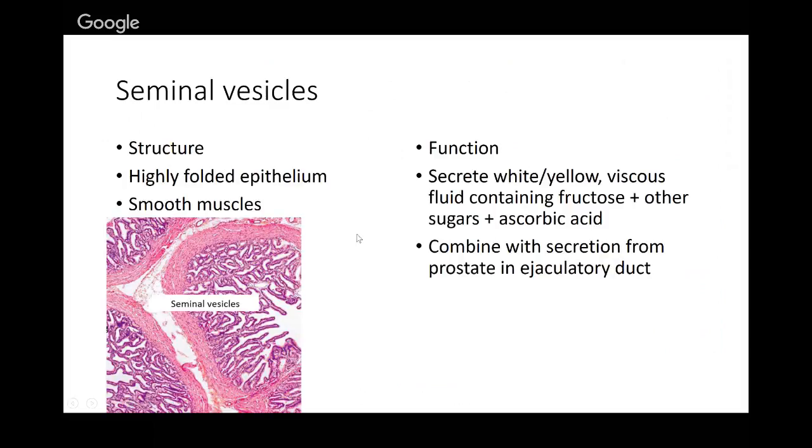The seminal vesicles, they are quite different in that they have very highly folded epithelium. So if you see something like this, then it's a seminal vesicle. It secretes some white or yellow viscous fluid, and these contain fructose or other sugars or ascorbic acid. So you have two secretions to learn, which is the prostatic and the seminal. So then, yeah, it combines with secretion from the prostate.